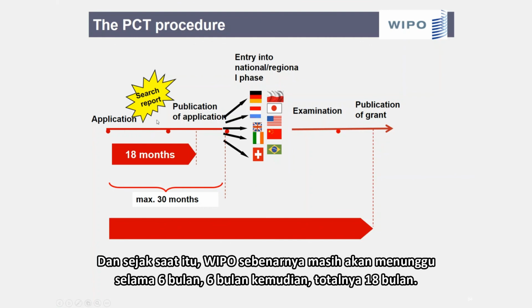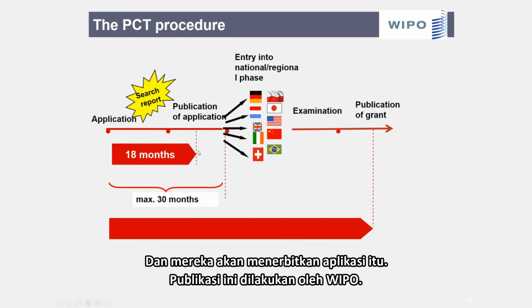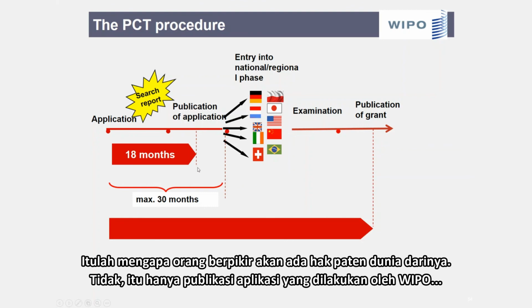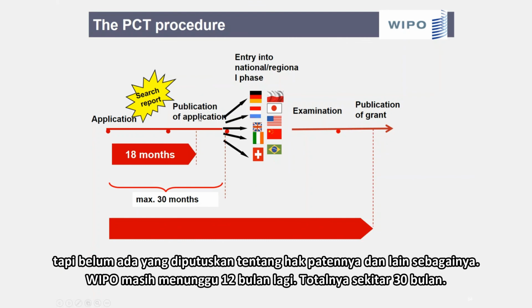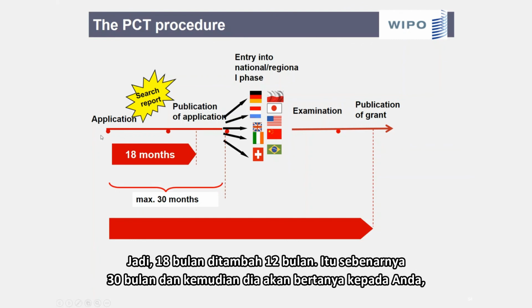And from that point on, WIPO will wait for 18 months. Sorry, 6 months later, so in total 18 months, and they will publish that application. This publication is done by WIPO, and that is why people think there would actually be a world patent out of it. No, that is just the publication of the application done by WIPO, and nothing is decided yet about the patentability and so on. So WIPO still waits 12 more months. That is in total about 30 months. So 18 months plus 12 months is actually 30 months.